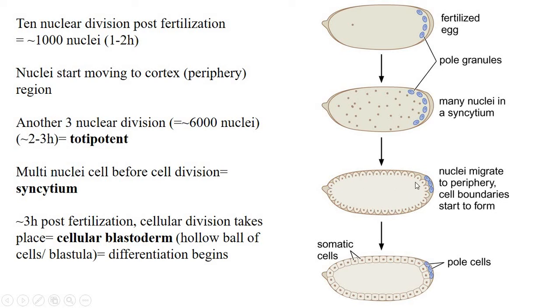These nuclei are still totipotent. Here, this multinucleate cell before cell division is called the syncytium. This is important because when we are making transgenic animals, when we are making transgenic Drosophila, we want to inject our materials when the egg is still in the syncytium formation, because there is no cell membrane around these nuclei. So if you inject something, there is potential for all of these nuclei to take up that material that you are adding in.